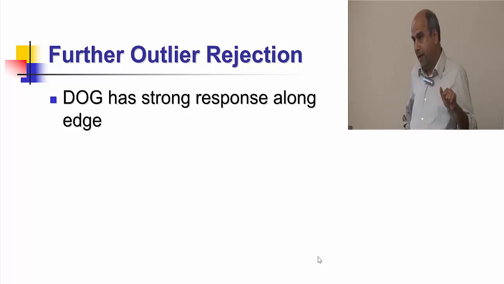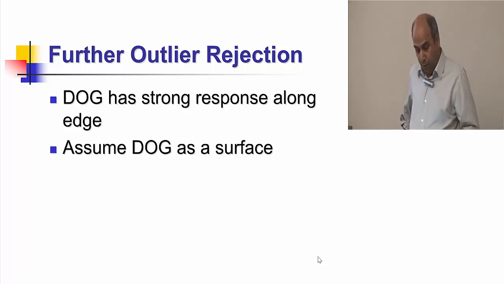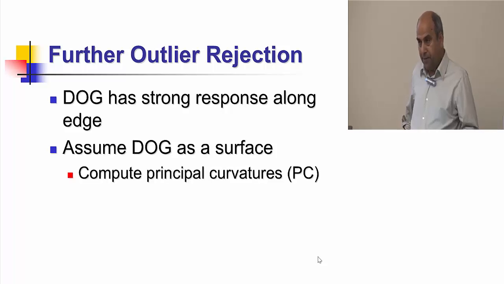But we are not interested in edges now. We are interested in interest points. So we may get some of these candidates which will be edges. We want to remove those. And here we will look at the surface.